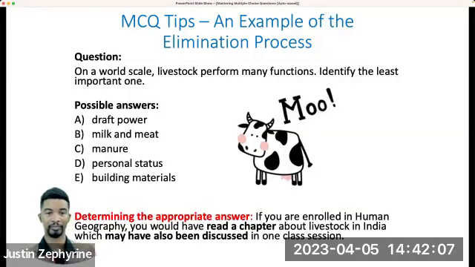Well, my process would be to eliminate. So in terms of answering the question, I'm not really sure in terms of the agricultural aspect, but I don't believe that building materials would be one of the functions, as well as draft power. Sorry about that, that's my doggy. So A and E will be out of the question in terms of the answer. So it will be up to, I guess, B, C, and D.